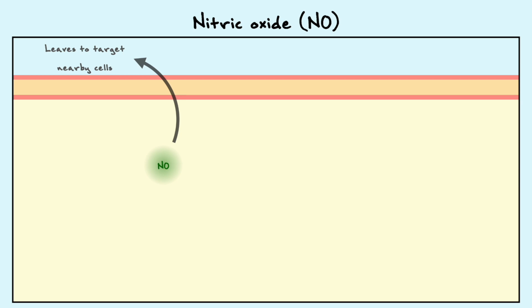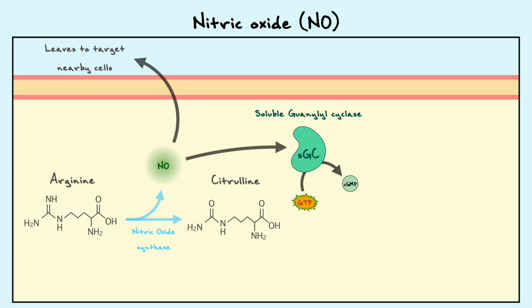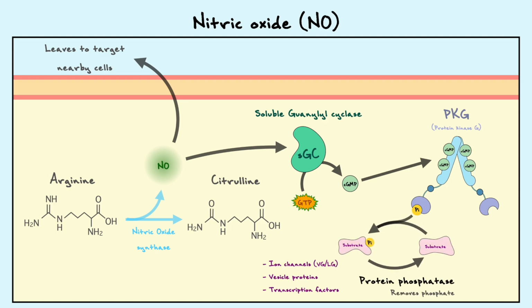The synthesis of nitric oxide is made as a side product from the conversion of arginine to citrulline by nitric oxide synthase. After synthesis, nitric oxide can interact and activate a cytoplasmic soluble guanylyl cyclase. Guanylyl cyclase is very similar to adenylyl cyclase, where its activation produces cGMP molecules from GTP. The newly made cGMP molecules then go on to activate the cGMP-dependent protein kinase, also known as PKG, and just like PKA, PKG goes on to phosphorylate some substrates that then affect the cell in various ways.